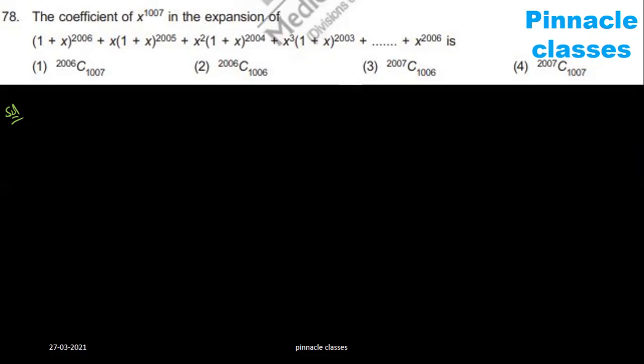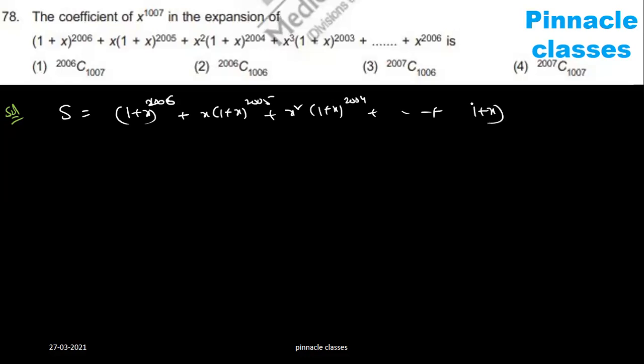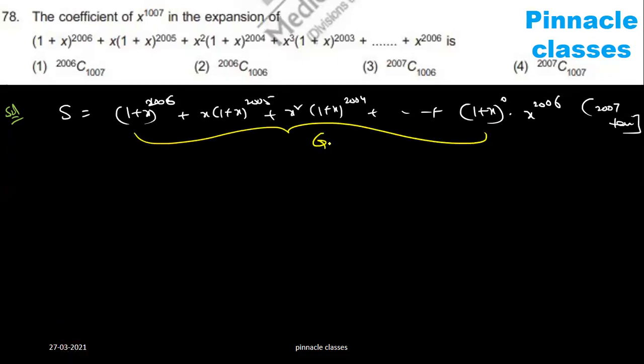Okay, yes. For this type, suppose we take S is equal to (1 plus x) whole power 2006 plus ... up to x power 2006. Totally, how many terms are there? Anyone observing? Totally there are 2007 terms. Fine. And what are you observing? These are in GP. See carefully.